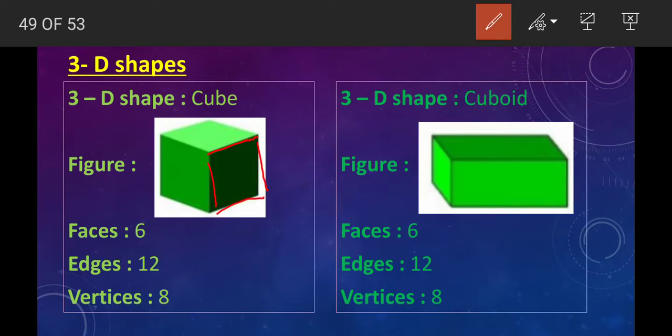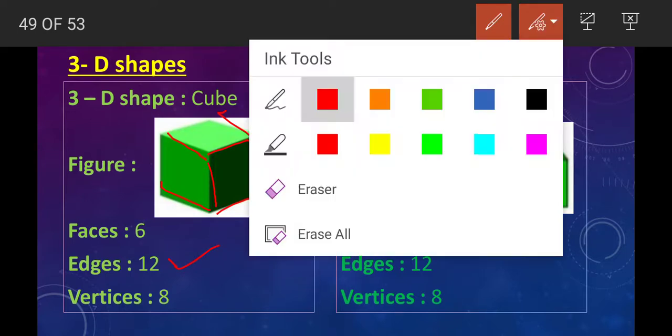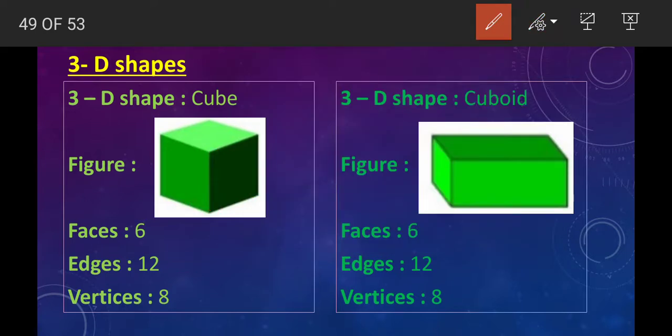Okay, number of edges means the line segments where two faces meet: 1 2 3 4. Okay, 4 behind this one, 5 6 7, and behind this one 8. Okay, 8 and 4 is 12, so the number of edges is 12. Next move to vertices. Okay, that is the corners of this one. 1, 2, 3, 4. Okay, 5, 6, 7, and just below that one, that is 8. So vertices are 8. If you take any cube and count the number of vertices, you will get 8.